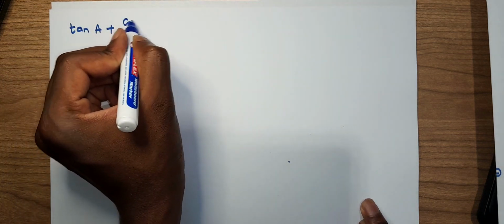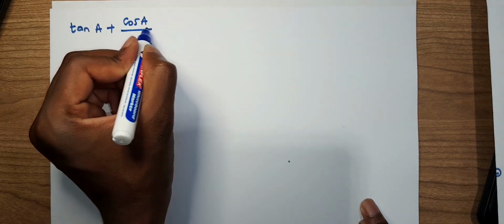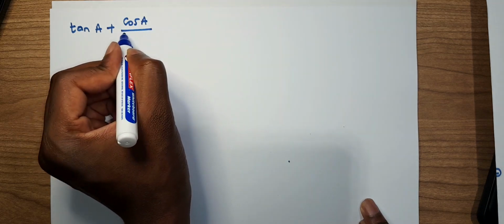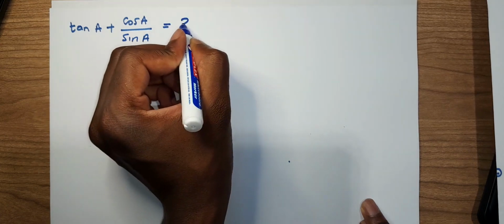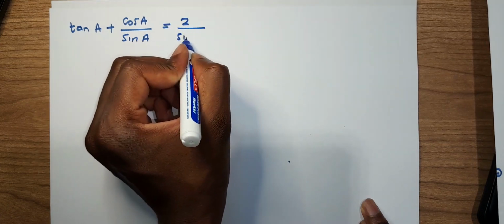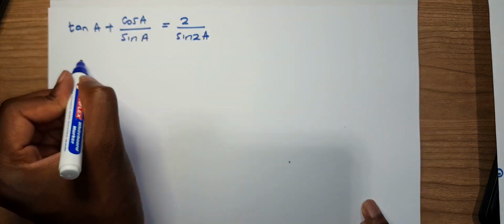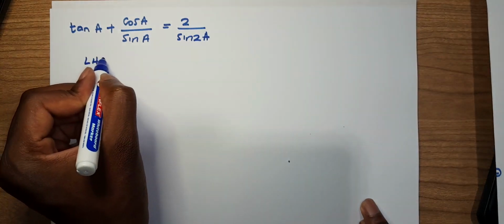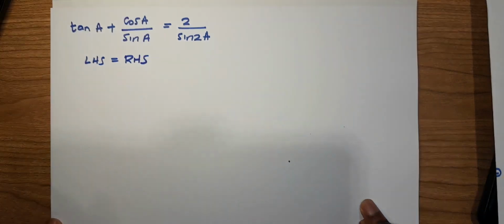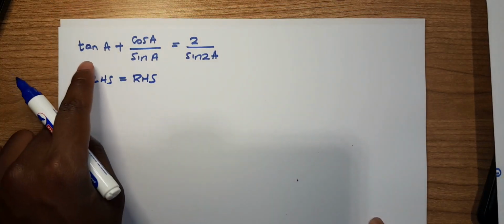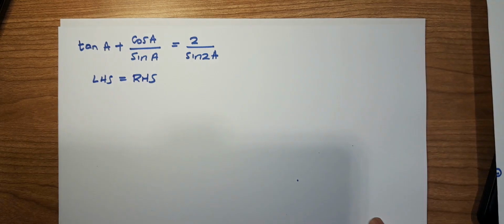We are being told to prove that the tan of a plus the cos of a divided by the sine of a equals 2 over the sine of 2a. So you need to prove that the left hand side equals the right hand side. We need to prove that somehow this equals this, right?